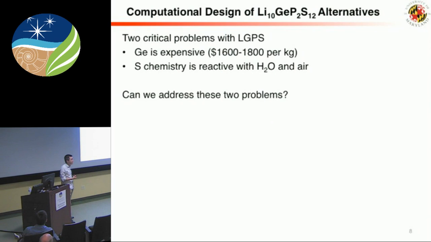So our work also started back then. What we did is we tried to look at this new material. It's so groundbreaking, but there come some critical problems with it. First of all, it has germanium. As many of you may know, germanium is very, very expensive, and world production is only tens of tons. So that's basically a no-go for large scale application, for example, in electric vehicles.